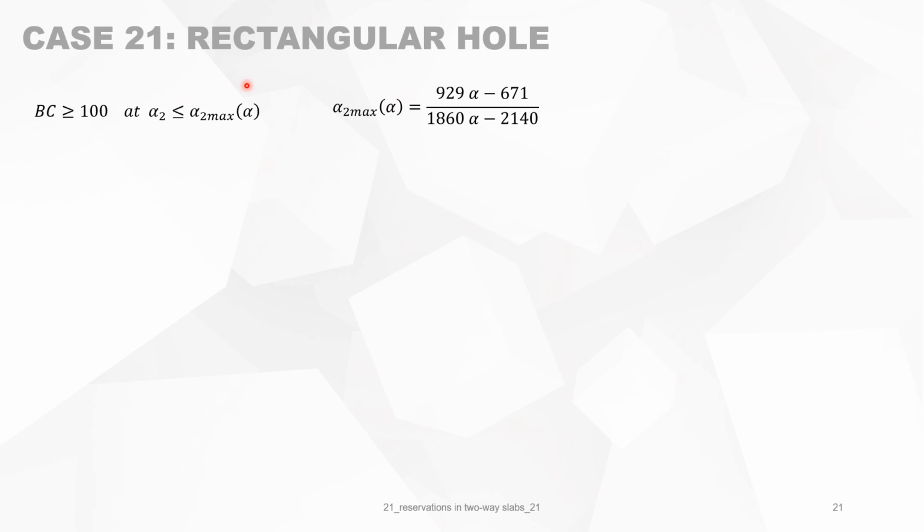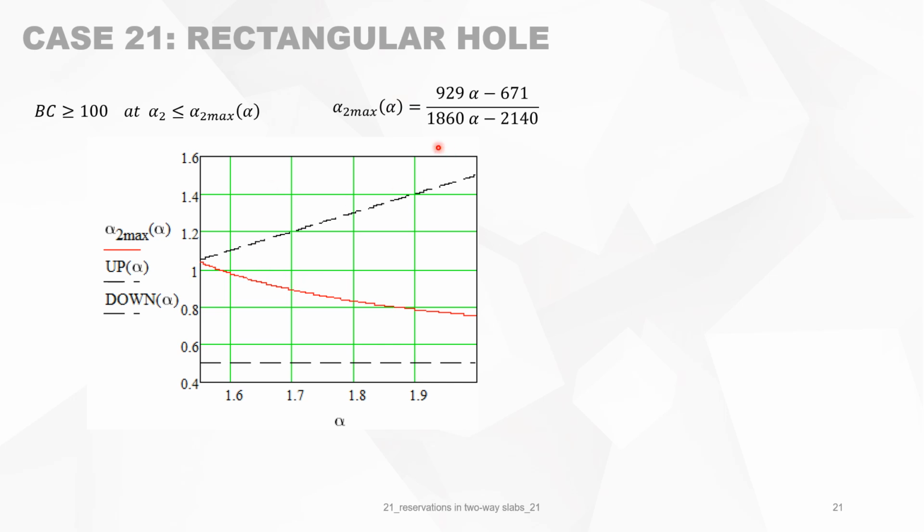So you can define alpha 2 max, which is the value of alpha 2 at which the bearing capacity is 100%. So you must always try to have an alpha 2 which is smaller than alpha 2 max. In the formula of the bearing capacity, you put it equal to 100, and then you arrive at this formula. You put it into a graph, as a function of alpha, and the y-axis is alpha 2. We know that alpha 2 has a lower limit and an upper limit. The upper limit is, of course, alpha minus 0.5, which is this dotted line, and it has a lower limit of 0.5, which is independent of alpha.